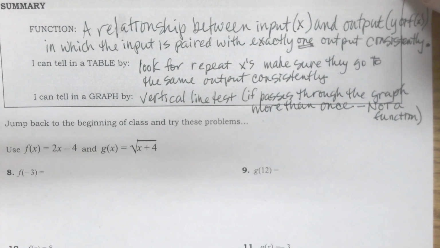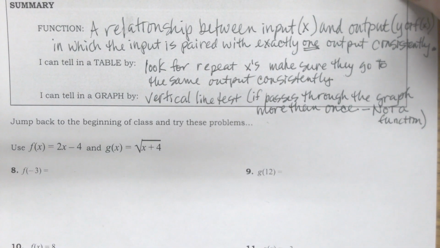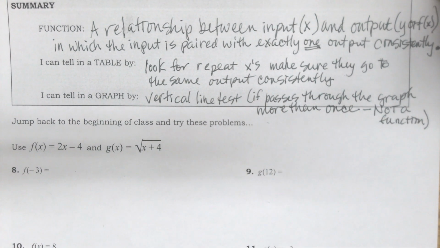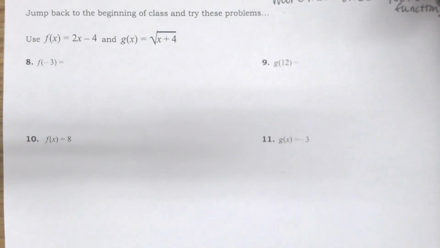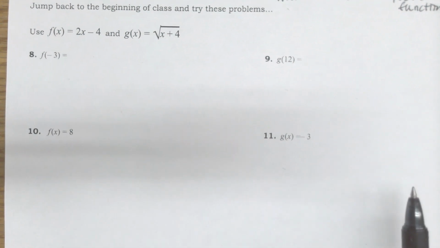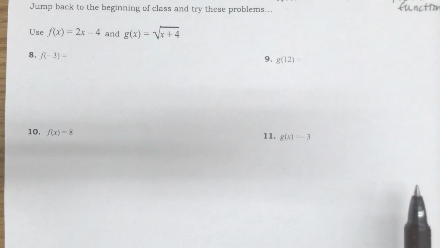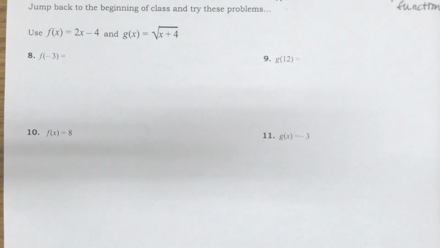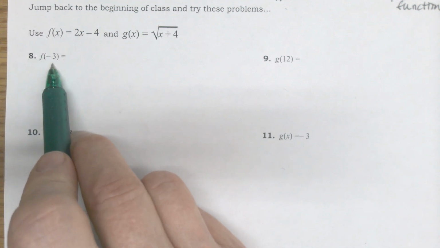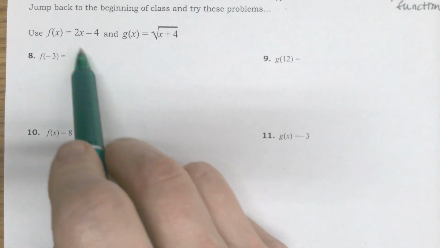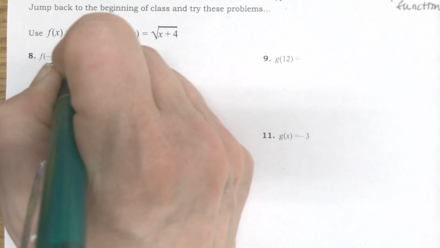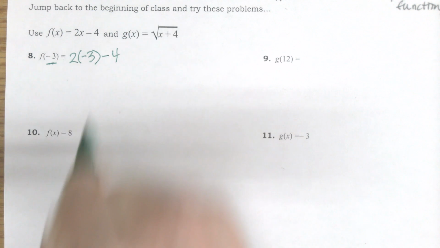Okay, so we've got just a few more to bring us back to the beginning of class, to see if we remembered what we did when we started. Let's take a look at some of these problems. I'm going to have you talk me through it. Back at the beginning of class, what does f of negative 3 mean? Is that f times negative 3? Nope. It's 2 times negative 3 minus 4. I replace the x in the f function with negative 3, and I simplify.